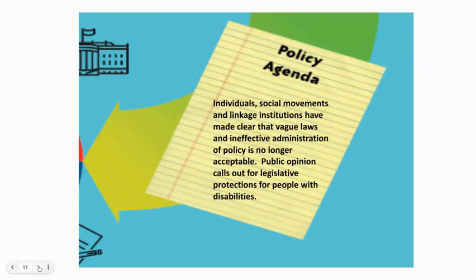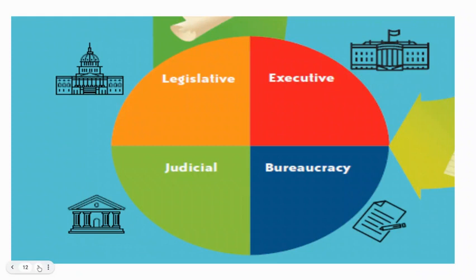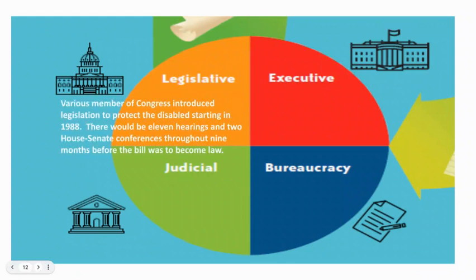So the policy agenda, like I said, the to-do list. So we have individuals, social movements, linkage institutions. They've all made it super clear that these laws and this ineffective administration is not what we want. And there's huge public opinion to create proactive, specific legislation that will protect people with disabilities. So immediately, we have some legislators that introduce this into Congress. So while the president campaigned on it, he himself, as now an office holder, can't introduce the legislation. But he did partner with some people in Congress.